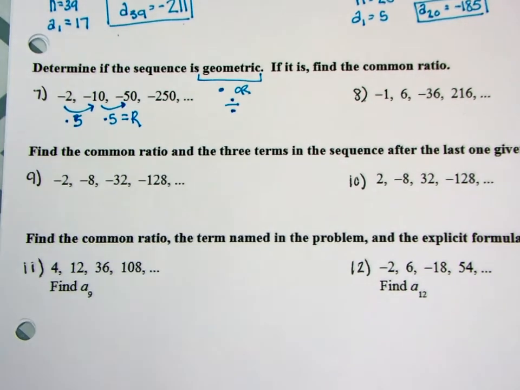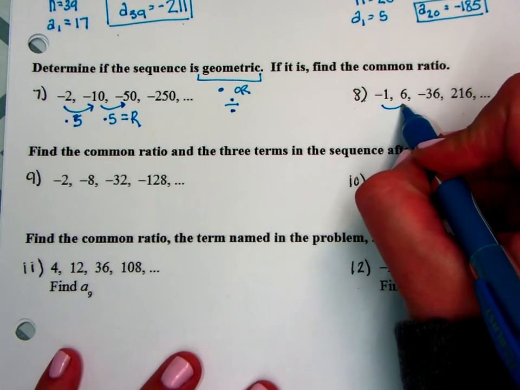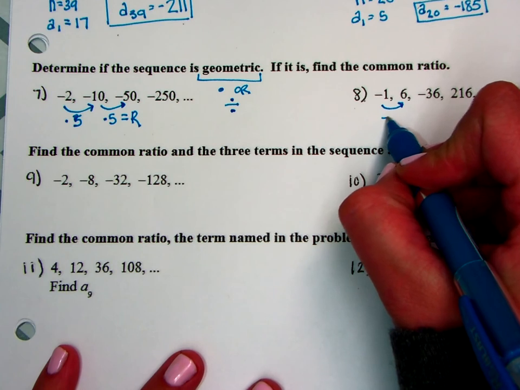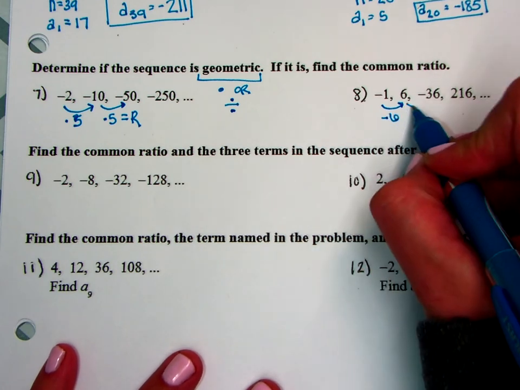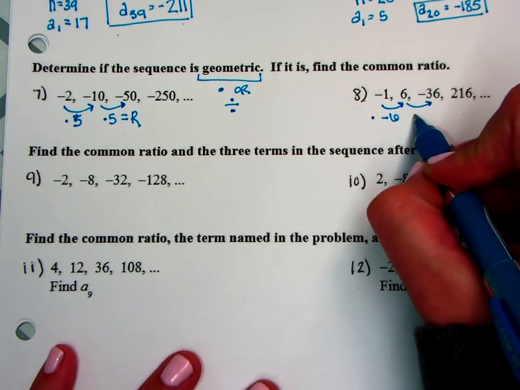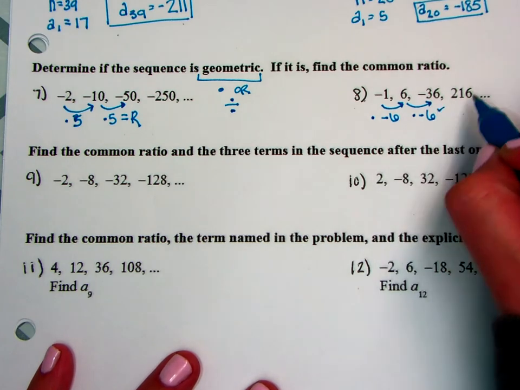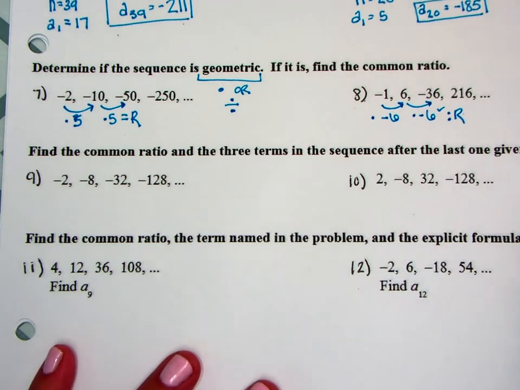In the next problem, to get from negative 1 to positive 6, I would have to multiply by negative 6. Continue the trend, multiply by negative 6, it works. So the common ratio is negative 6.